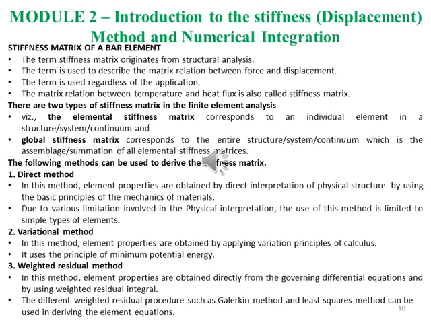So let me once again tell you that the elemental stiffness matrix pertains to structural problems, and the individual elemental stiffness matrices can be combined to get a global stiffness matrix for the entire structure or the entire problem.